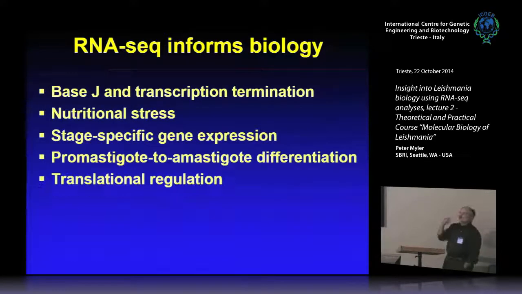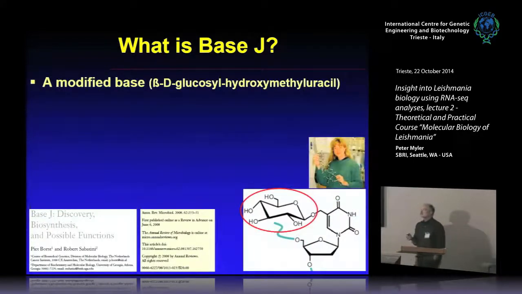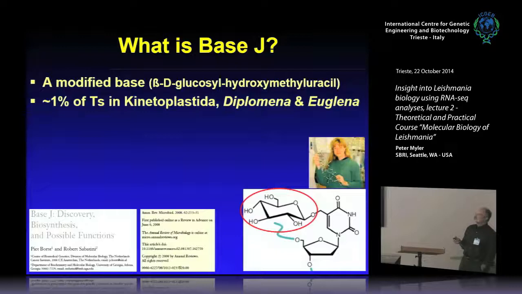Okay, so now I have a couple of examples of how we've used this data to answer biological questions. So I have 5 of them, actually. So I should remind you what base J is. It was named after someone in Piet Borst's lab, Janet Gommers-Ampt. So that's why it's called base J, because her first name started with J. And she was the one who identified what the structure was. About 1% of Ts in trypanosomatids and Euglena are modified to make J. So J is a glucose molecule that's hooked on to the hydroxylated thymidine.